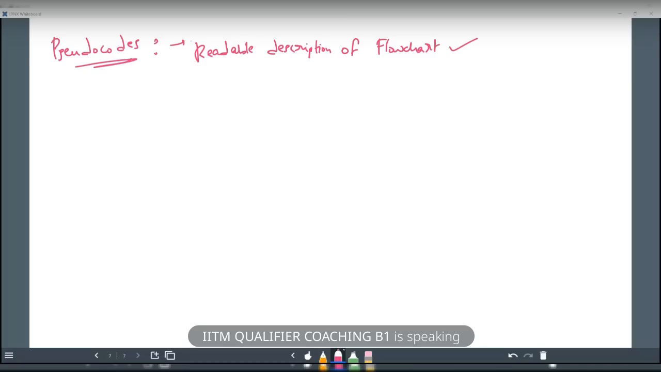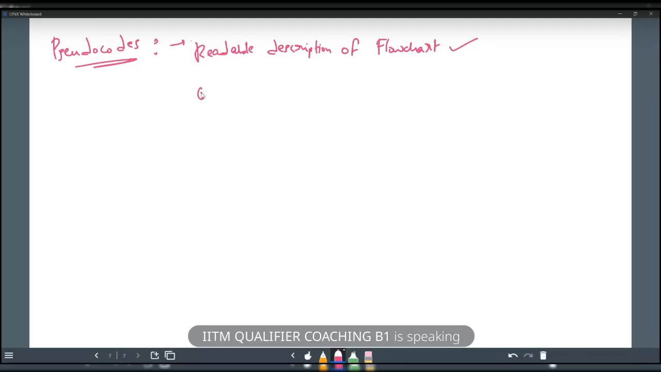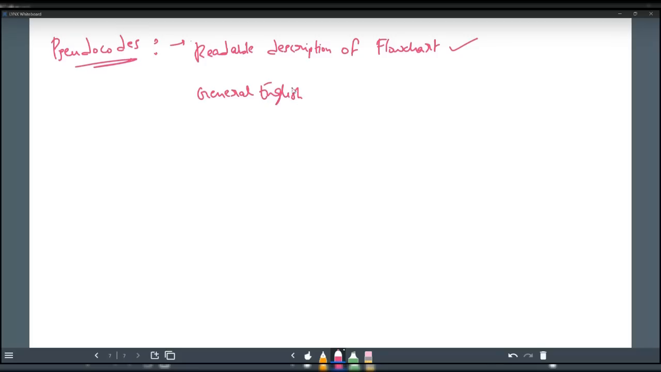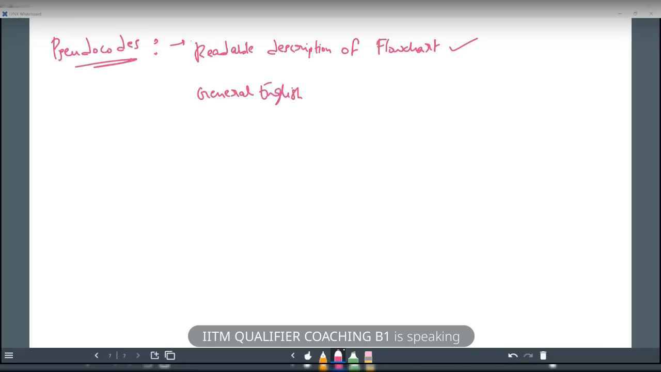Now, pseudocode is in general expressed in a formally styled natural language, not much complicated. If you are aware of some programming languages, I had read C language in my graduation. It is not as complex as a programming language, but it is just general English. So it is expressed in a formally styled natural language, nothing more complex.